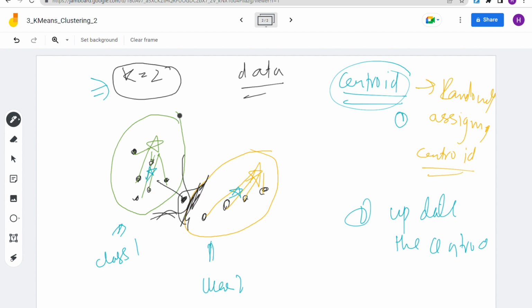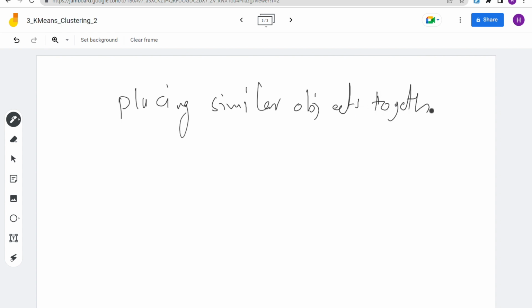So this is a very simple approach. What we are doing is placing similar objects together. So this is the basic idea behind k-means clustering, and we are separating these similar objects.